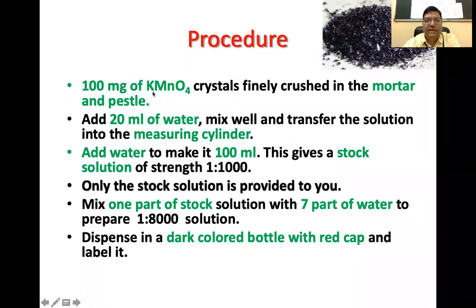You first take the 100 milligram of potassium permanganate crystals, then you crush it in the mortar and pestle, then you add 20 ml of water, or say 50 ml of water, to it and mix it and transfer this solution into the measuring cylinder. You take a 100 ml measuring cylinder, then you add water up to 100 ml. So this will give you the stock solution. And the stock solution, this 100 milligram in 100 ml of water, is a solution of 1:1000. This 1:1000 is 1 gram per 1000 ml.